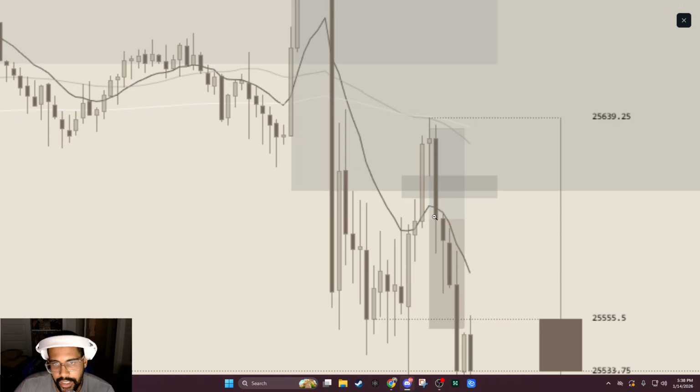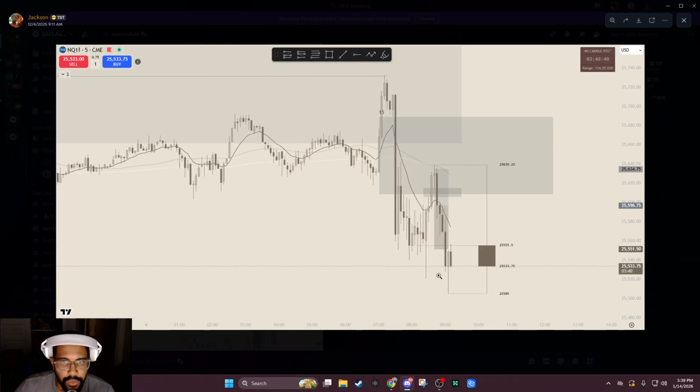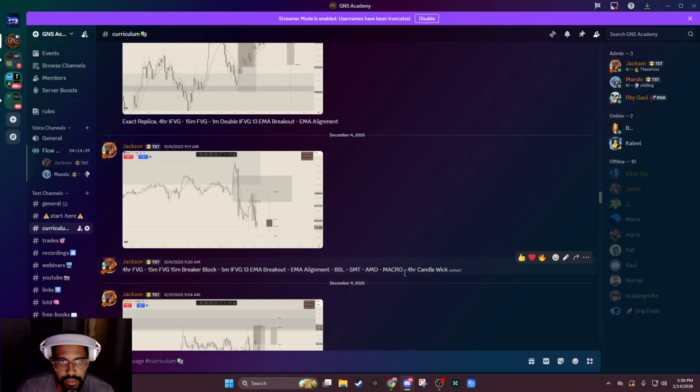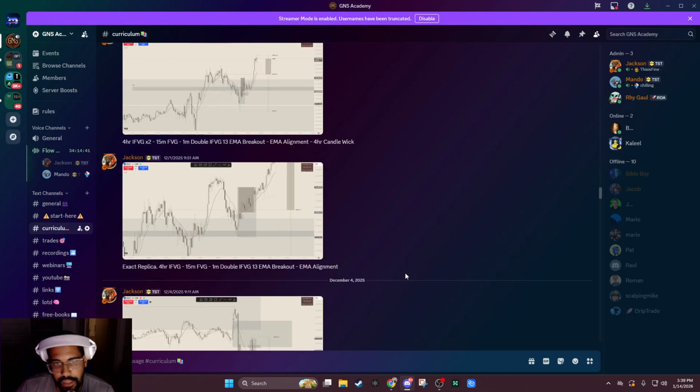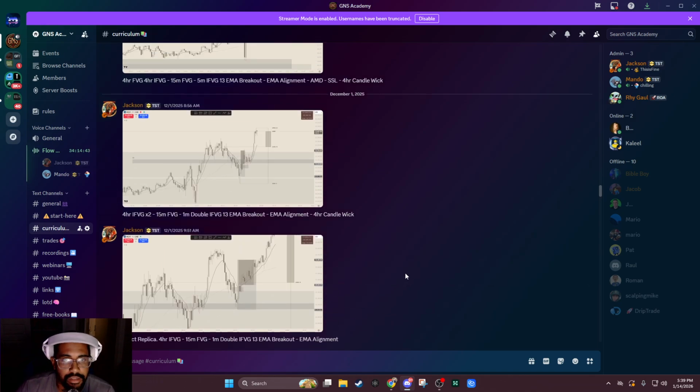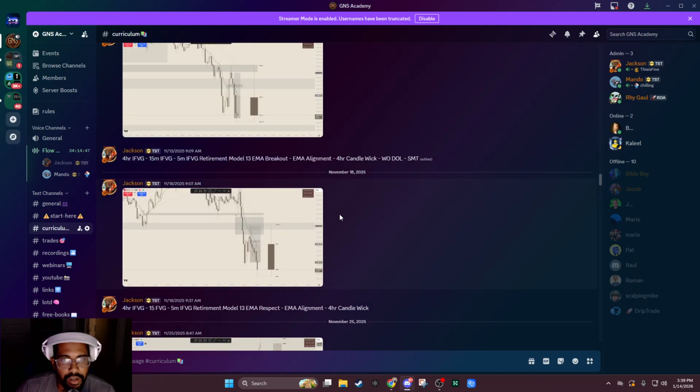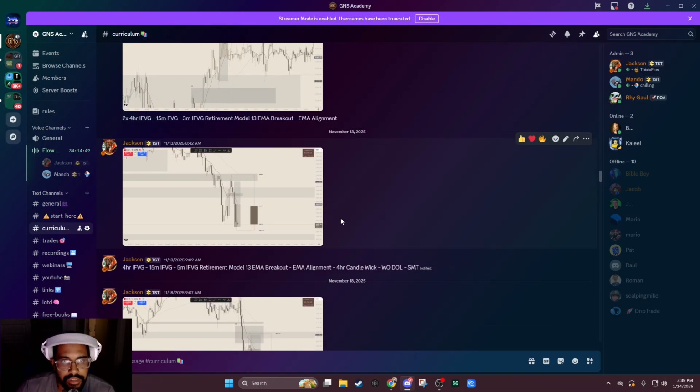5-minute inversion. I like it with the 13 EMA breakout. Add a macro, SMT. This is how we're building our story. And this is why our win rate is about 80 to 90%, really. So all of my trades have something similar to this.